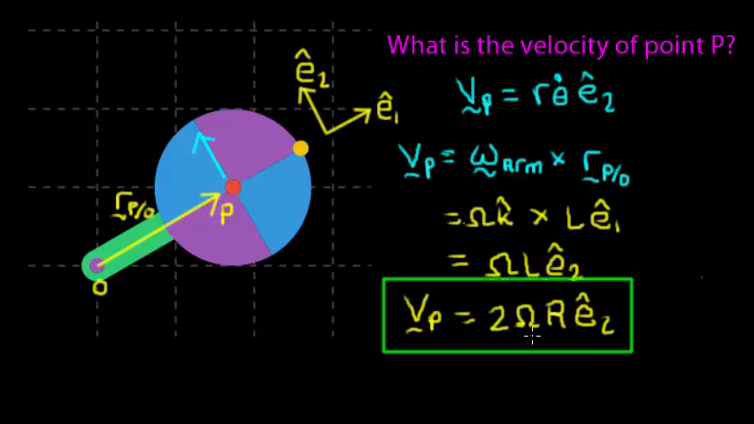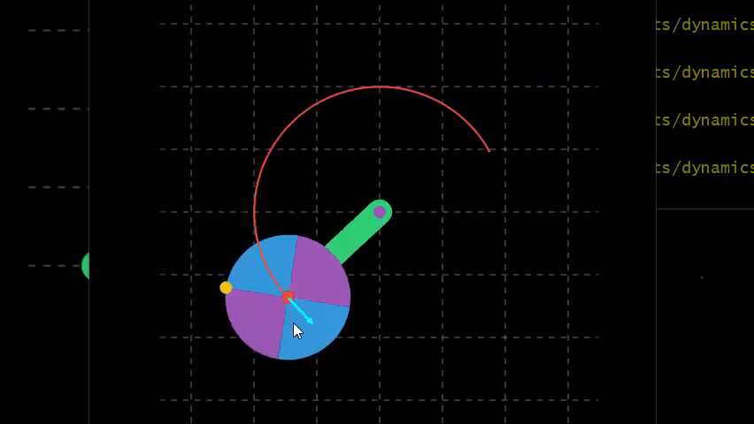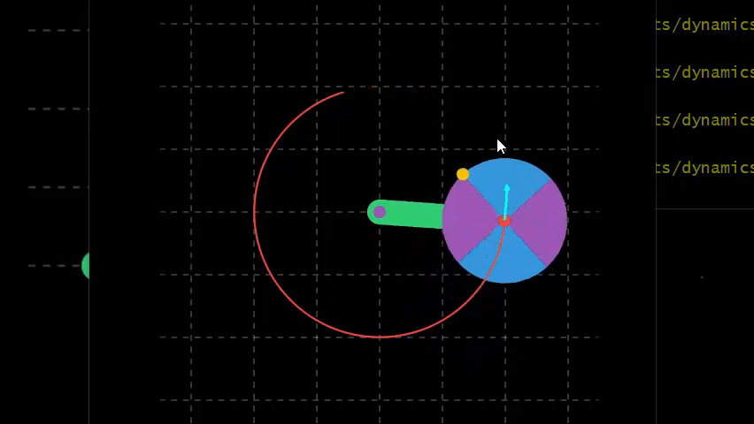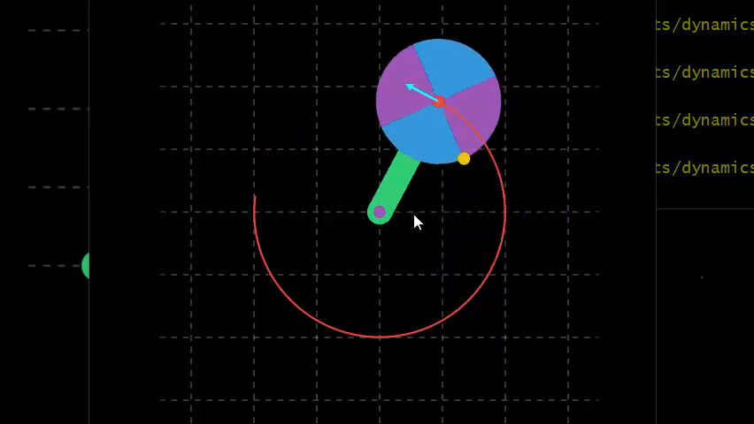And you can check your units too. Omega had units of radians per second. It's a 1 over time. r has a distance length, so this is a length divided by time. And that's what a velocity should be. So we're good. And there's my velocity. And it's precisely this velocity we see right here. Again, it's a constant speed. It's always tangent to the circle that the center is traveling on.